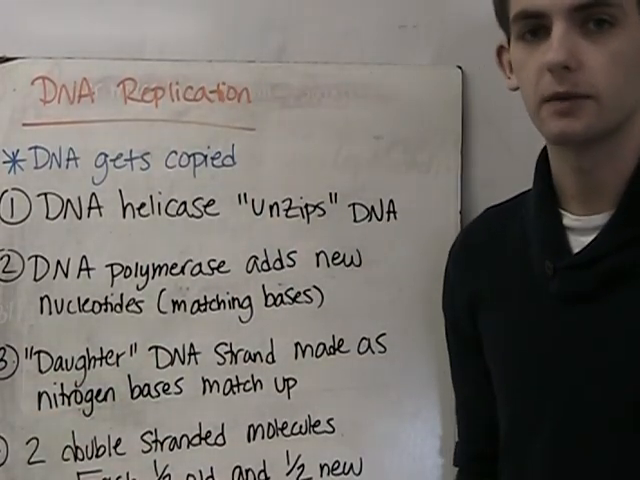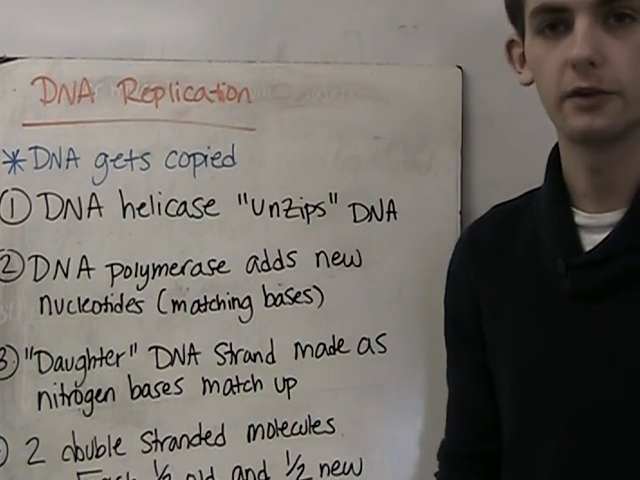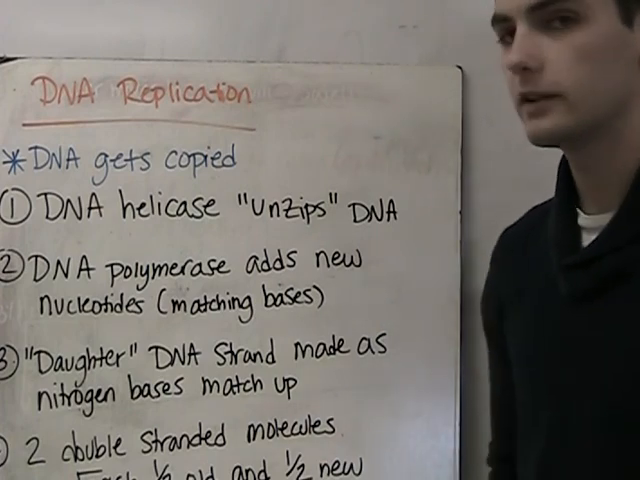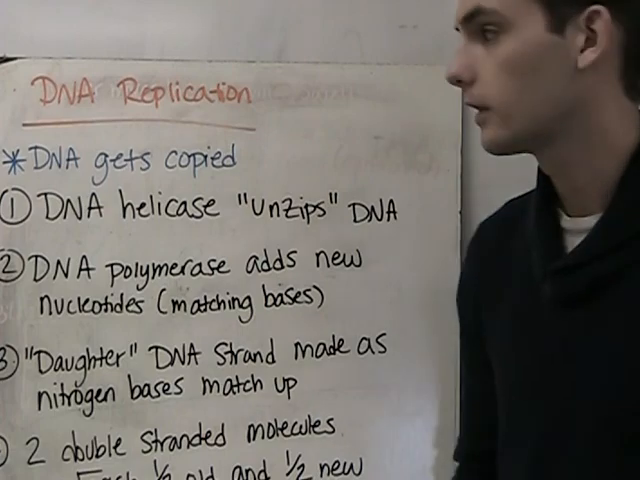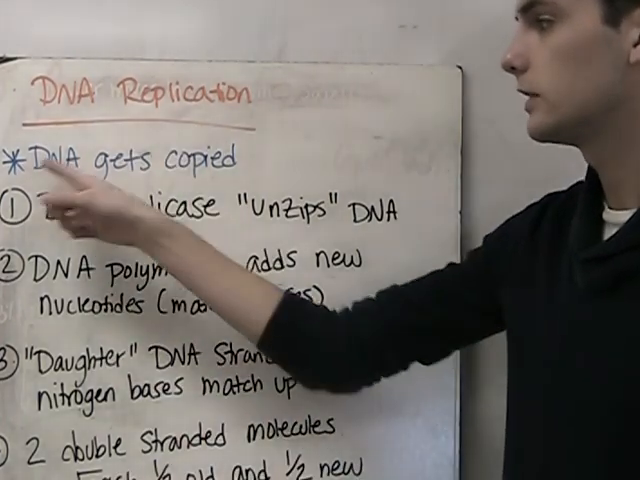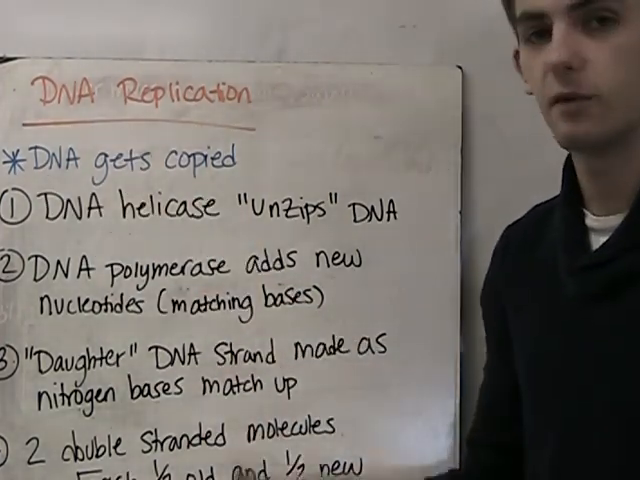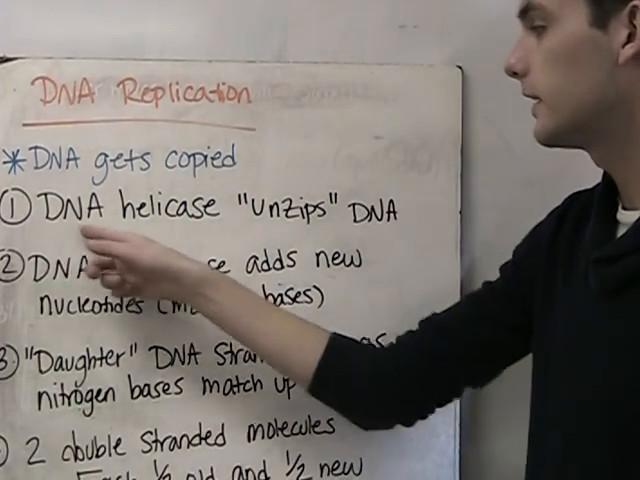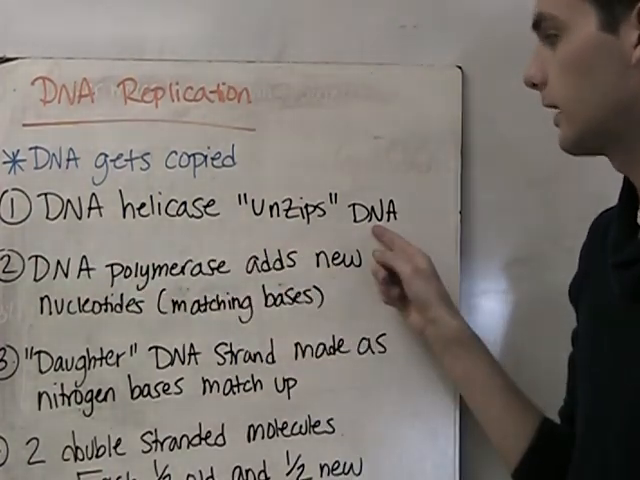DNA replication is a process of making a copy of your DNA in each of your cells. This needs to be performed for various reasons. So replication is when DNA gets copied. This happens in 4 steps. Step 1, DNA helicase unzips DNA.